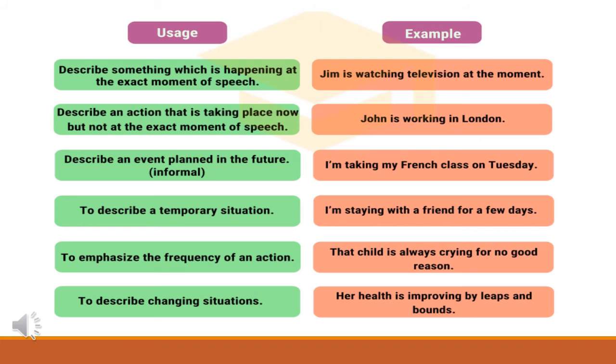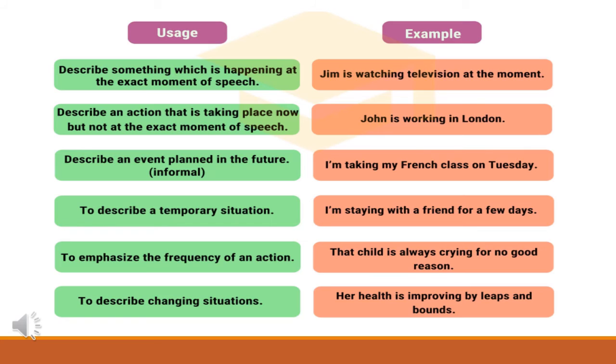Like an example, that child is always crying for no good reason. Means here the child is in the habit of crying for no good reason. Means this child cries for no reason, meaning without reason. It is its habit. And this action, crying, is in process. So that kind of action is always written in present continuous tense.